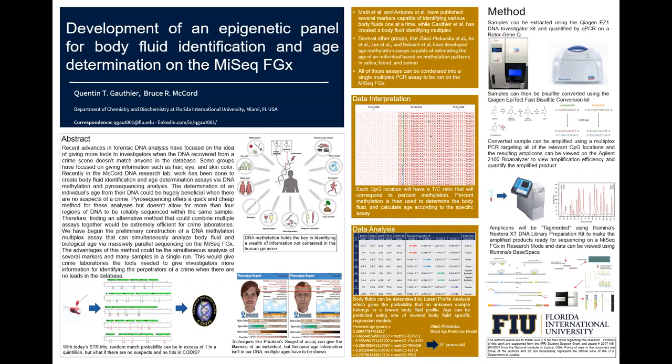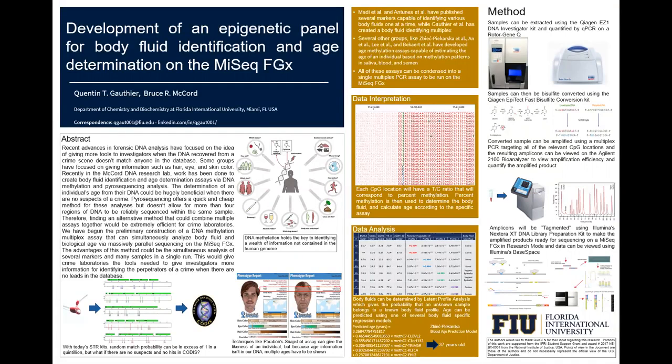Previously, I've been working on creating a body fluid identification multiplex, and that was done using Pyrosequencing in our laboratory. Now, Pyrosequencing offers a quick and cheap method for these analyses, but doesn't allow for realistically more than 4 regions of DNA to be amplified together and then sequenced without running into some serious issues. It is a technique that is really, really straightforward and easy to implement. However, it does have a few shortcomings in the long run.